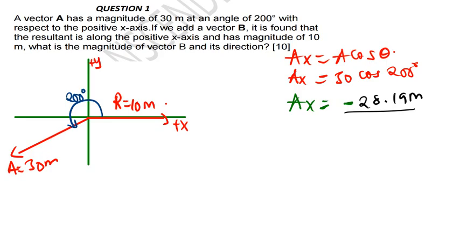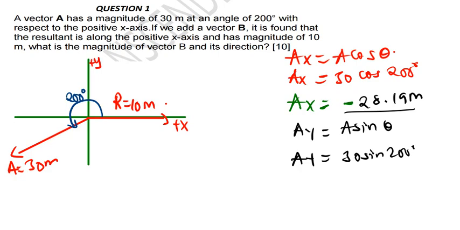I need to resolve again this vector into y component. Again, I know that when we're talking about y, it's going to be a sine theta. Is sine positive or negative in the third quadrant? It's negative. Definitely, even before you find this, you'll be able to know that the answer should be negative. As simple as that. So what is 30 sine 200? It's negative 10.26.